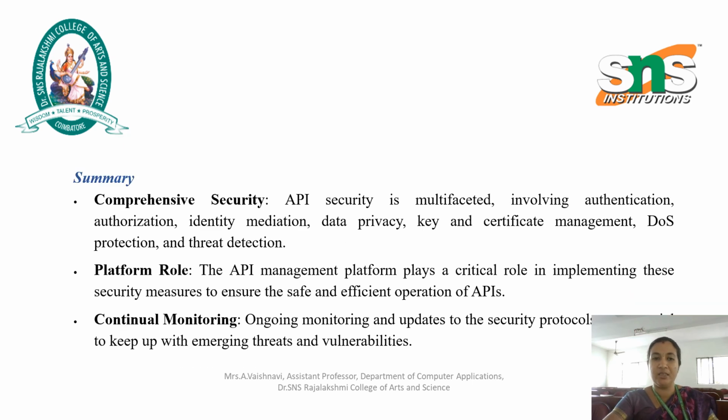Summary of this topic. The comprehensive security: API security is multi-faceted, involving authentication, authorization, identity mediation, data privacy, key and certificate management, DoS protection, and threat detection. Platform: the API management platform plays a critical role in implementing these security measures to ensure the safe and efficient operation of APIs. Continual monitoring: ongoing monitoring and updating of security protocols to keep pace with emerging threats and vulnerabilities.